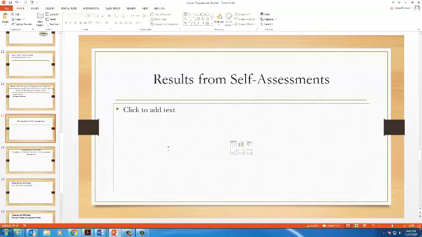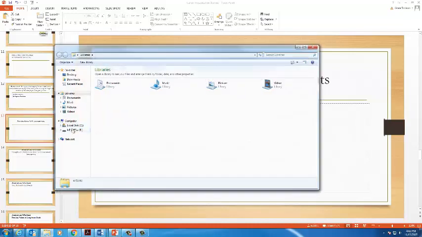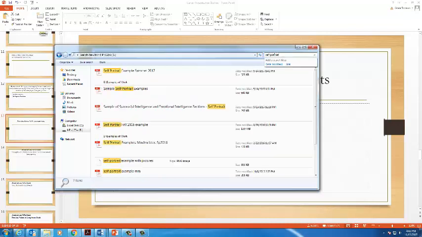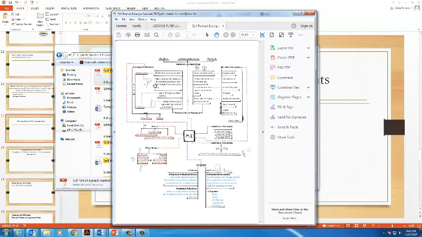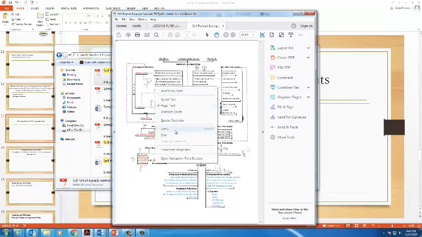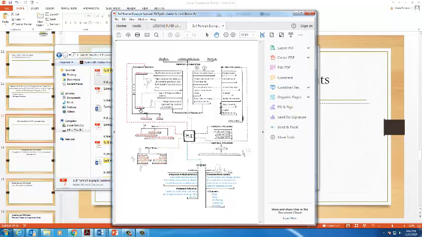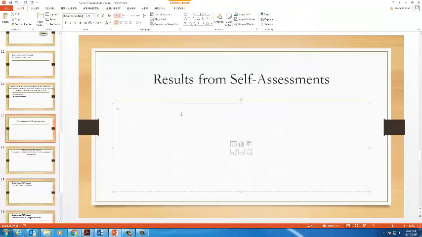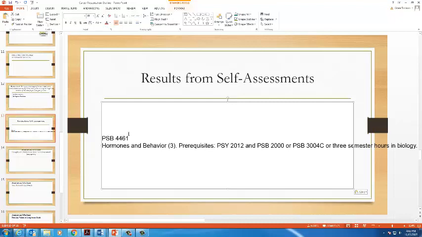Next, you'll pull in your results from the different self-assessments. A lot of students may... right, you can go and find this. Again, look up a picture and then paste it here. Oops, it's not pasting.